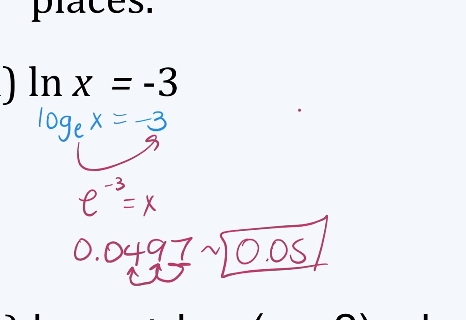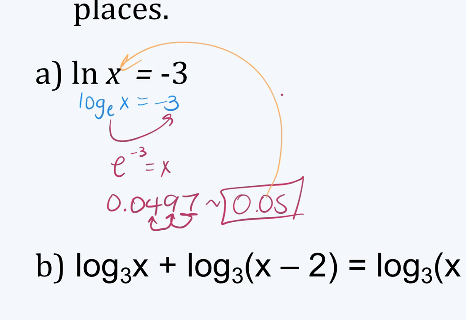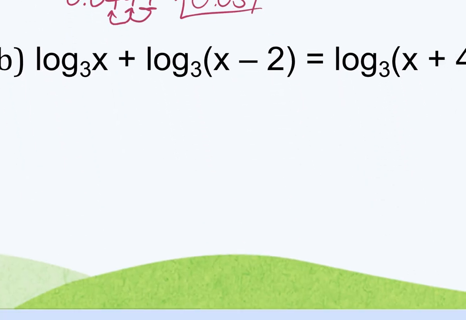And I check it because it has a log. Can I find ln of 0.05? Sure. It can't be 0, but it can be a little bit bigger than it, even if it's teeny tiny. Questions on that one? Okay, now look at B.